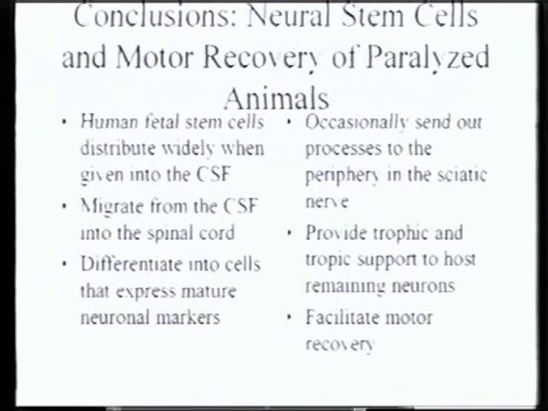So human fetal stem cells distribute widely when given into the spinal fluid. They migrate from the spinal fluid into the spinal cord. Some of them, although a minority, differentiate into cells that express mature neuronal markers. They occasionally send out processes to the periphery in the sciatic nerve. They also provide tropic and trophic support to remaining host neurons so as to enhance their function, and the animals get better.